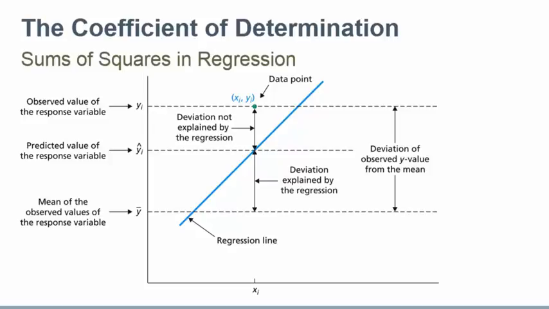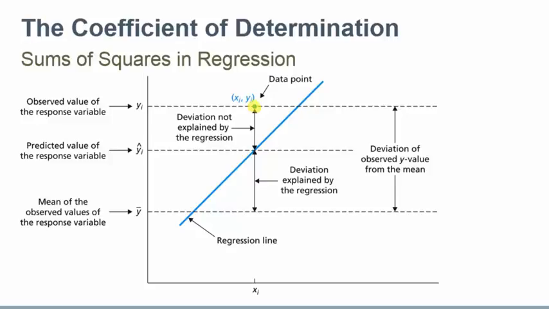The coefficient of determination. Sums of squares in regression. When we have our regression line, we look at the data point as it compares to the regression line. Our data point we're calling x sub 1, y sub 1.